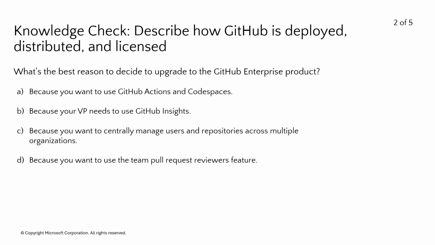What's the best reason to decide to upgrade to the GitHub Enterprise product? Because you want to use GitHub Actions and Codespaces, because your VP needs to use GitHub Insights, because you want to centrally manage users and repositories across multiple organizations, or because you want to use the team pull request review features. And the answer is C, because you want to centrally manage users and repositories across multiple organizations.